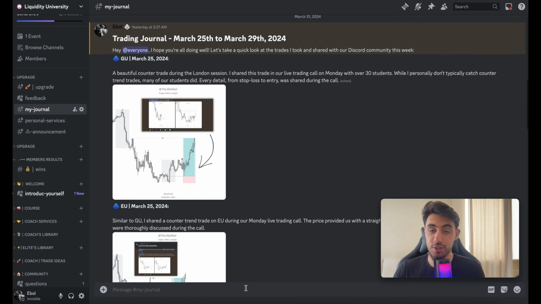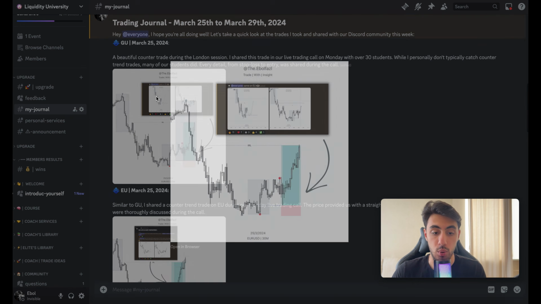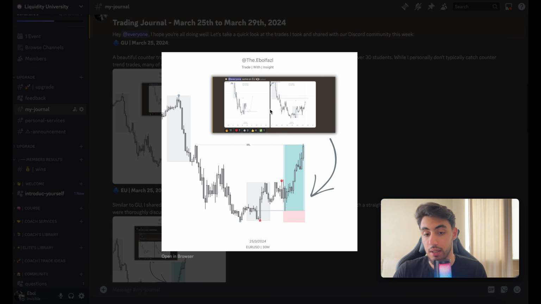So guys, the good news is I journal all of my trades as a case study inside my free Discord. So if we take a look here in the trading journal, March 25 to March 29. For example, in the GU, GBP/USD, March 25, I announced this trade to my students on the Discord, and I told them this is going to be beautiful. So this was the EU, the thing that we also talked about and had a breakdown of. I already announced it to the students.